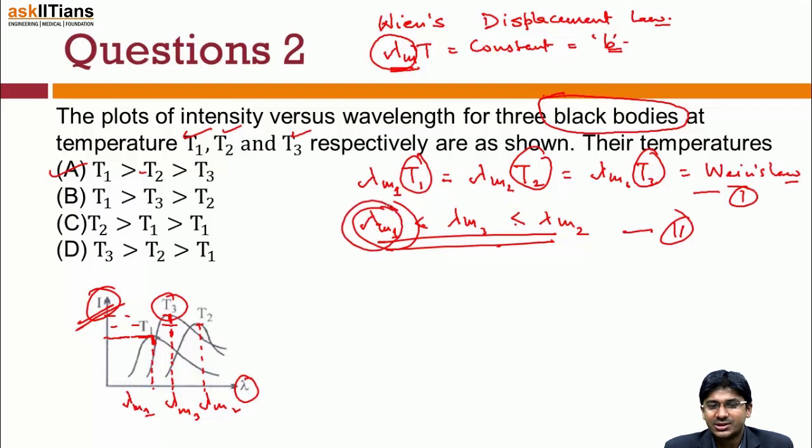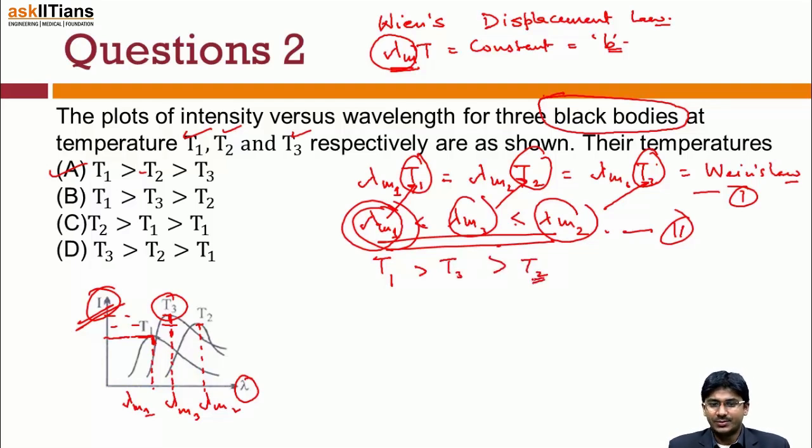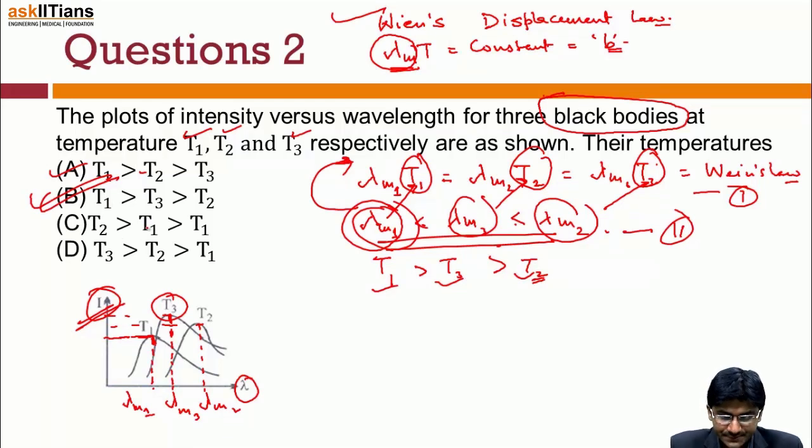What that means is, since this was the smallest, this must be the highest one. This is the intermediate, so this must be the intermediate one. This was the largest, so this must be the smallest one, because all are going to be equal. So this should be the correct relationship from Wien's law. If you look at the options, the correct option is T1 greater than T3 greater than T2, which is the B option. So this one is the correct option.